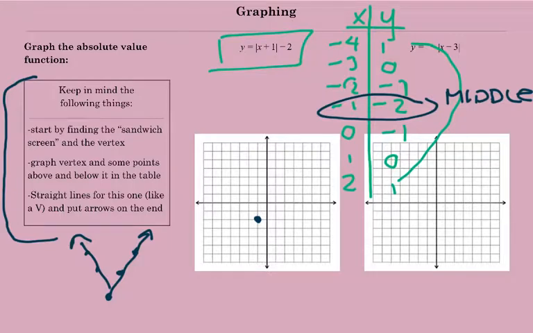Okay. Then let me do my 1s: -2, -1 and 0, -1. Then let me do my zeros: -3, 0 and 1, 0. And then my 1s: -4, 1. Oop, a little too far over, and 2, 1. And I did say straight lines.